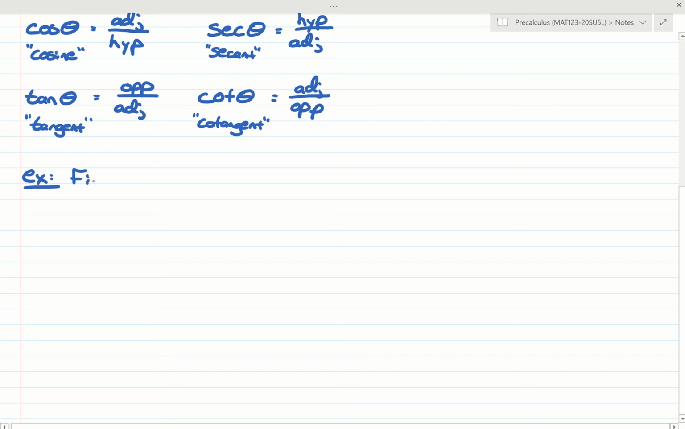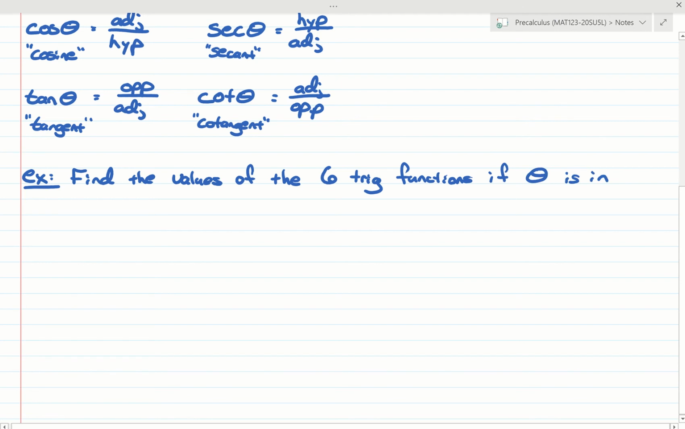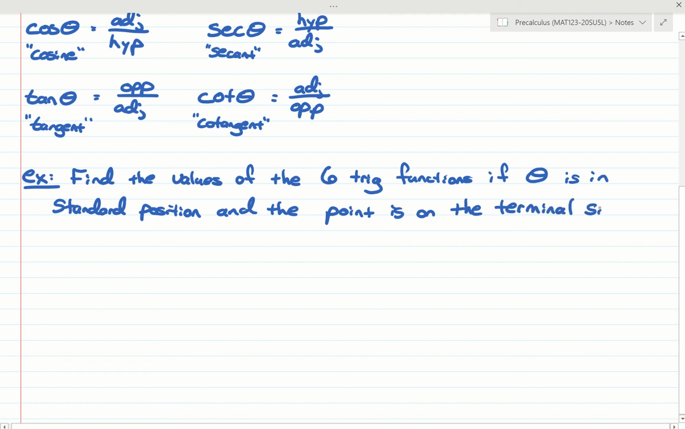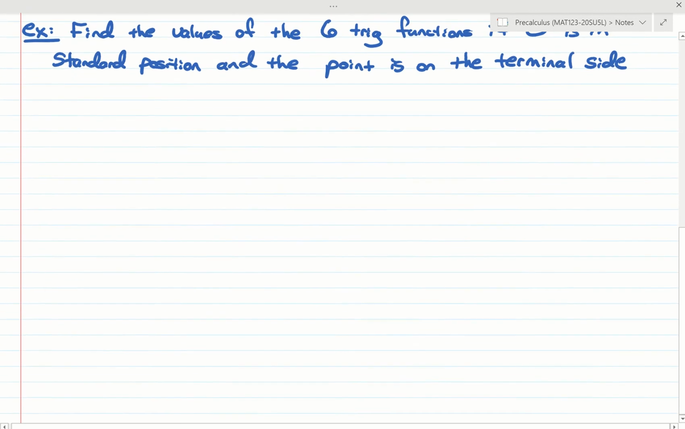So what I would like you to do is find the values of the 6 trig functions if theta is in standard position and the point is on the terminal side. So let me show you what this is going to look like.